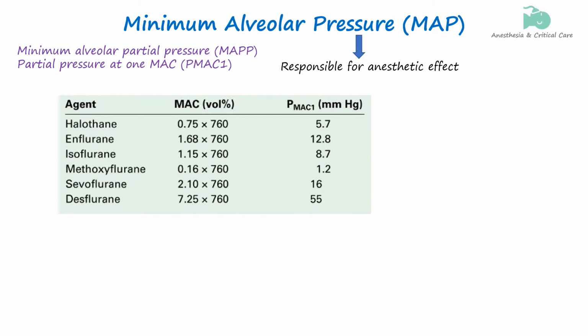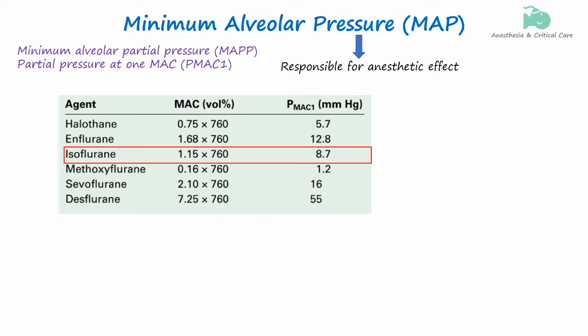We have repeatedly stressed that partial pressure of the anesthetic in the central nervous system is responsible for the anesthetic effect. So one should also think of MAC in terms of partial pressure and not only volume percent. Terms like minimum alveolar pressure, minimum alveolar partial pressure, and partial pressure at 1 MAC are used to describe the partial pressure of an anesthetic agent at a concentration of 1 MAC. For instance, 1 MAC of isoflurane is equivalent to a PMAC1 of 8.7 mm of mercury.